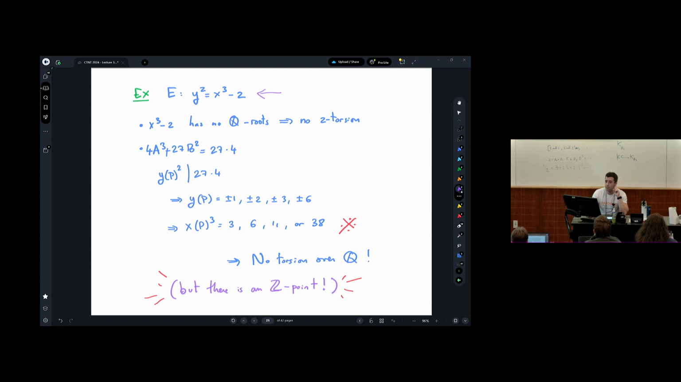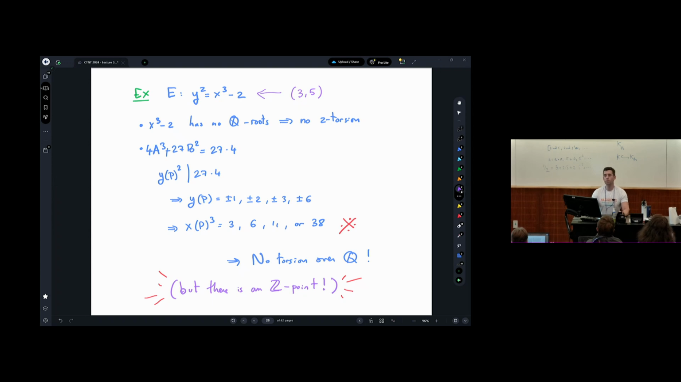Somebody said it, but very quietly: 3, 5. 27 minus 2 is 25. So there is a point, 3, 5, and that point is not torsion, so it has to be of infinite order. So by proving that the torsion is trivial, I've proved that there are infinitely many rational solutions to this equation, which is a very strong statement. So there are infinitely many cubes that are 2 more than a square in the rationals. That's an interesting fact.